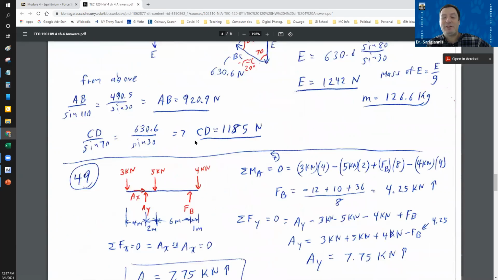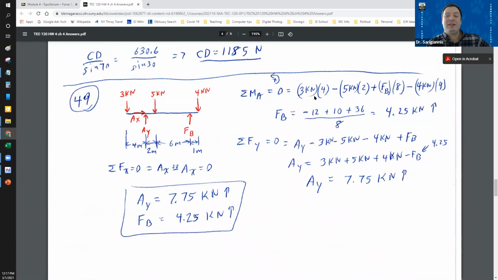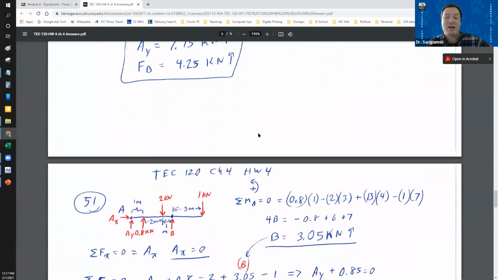If people made minor mistakes on their moments, I tended to just take off a point here or there, depending on what the mistake was. Most people did their sum of the moments correctly.